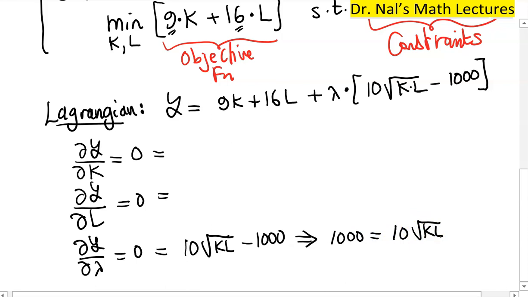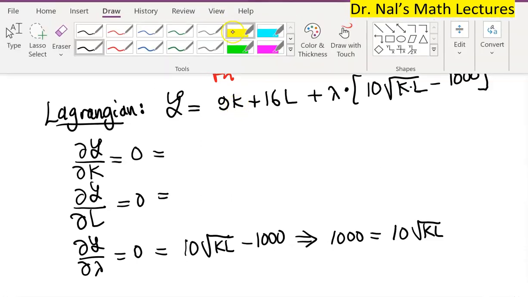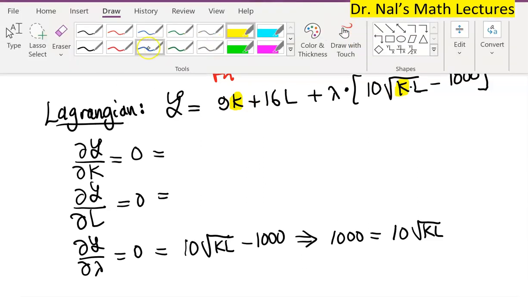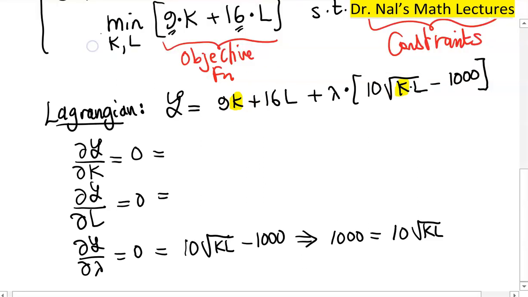The first two, how do we do it? First, we take the partial derivative of our Lagrangian with respect to k, which basically tells you to just imagine k is the variable, L is fixed, and lambda is a fixed thing. So wherever you see a k in your expression, let me just mark them in yellow color, these are the variables, and these are the expressions for which you need to take the derivative. The rest is to be treated as constant, and because they are constant, their derivative will be 0.